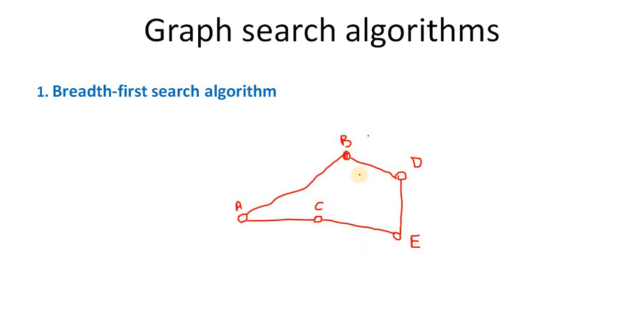These are the nodes, and the lines that connect these nodes are edges. What we want to do is find a path from A to E. E is our destination or target, and A is the start point. So how can we find the shortest path between A and E? One way is using the breadth first search algorithm. This is the simplest graph search algorithm.